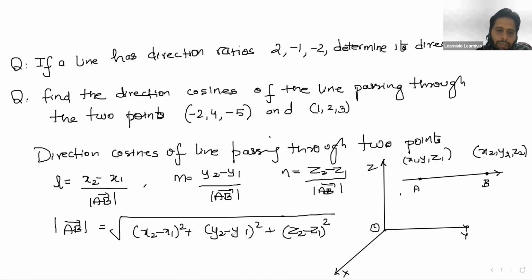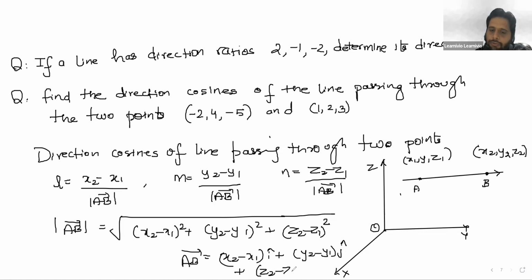So what exactly am I doing here, please check. If you find the AB vector, it will be equal to X2 minus X1 i cap plus Y2 minus Y1 j cap plus Z2 minus Z1 k cap. So you will get these as the direction ratios of AB. To find the direction cosine, you divide this by its magnitude, the square root of X2 minus X1 whole square plus Y2 minus Y1 whole square plus Z2 minus Z1 whole square. Is it clear to everyone?